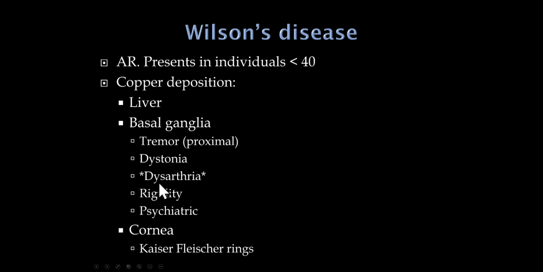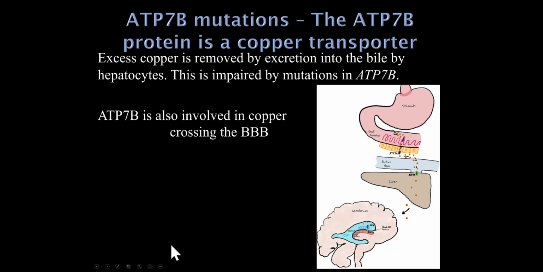Slurred speech is extremely common in Wilson's disease. They have muscle rigidity, and frequently they have a psychiatric manifestation, so maybe depression, delusions, anxiety that goes along with it. The other place that copper deposits is in the cornea, and so they get Kaiser-Fleischer rings.